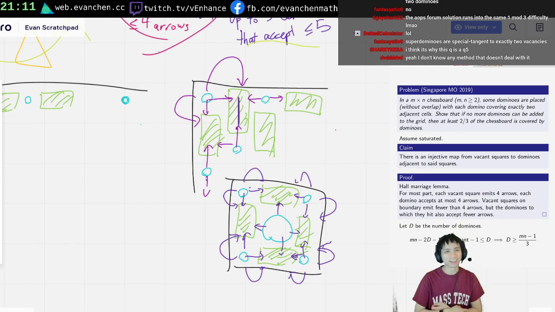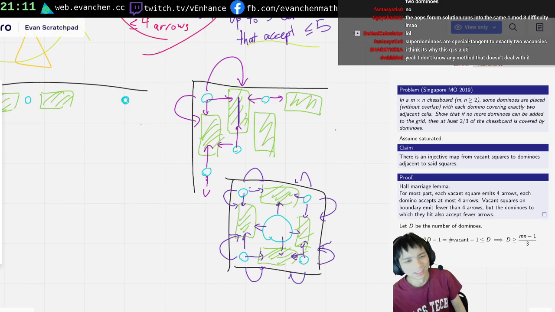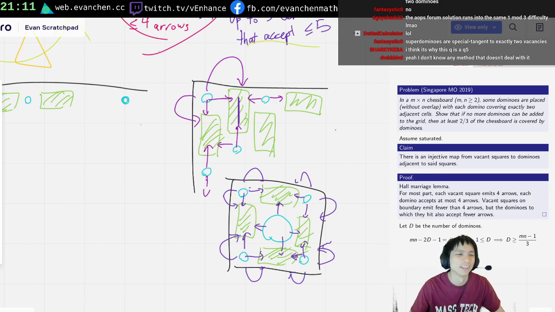Because I thought that I was doing this dumb Hall's approach, so I was running into a difficulty that the official solution would sidestep, but I guess not. Okay, well, alright. Jesus. So what do I do? Super dominoes are special tangent to exactly 2 vacancies. I don't get it though. This super domino here, what do I make of it?